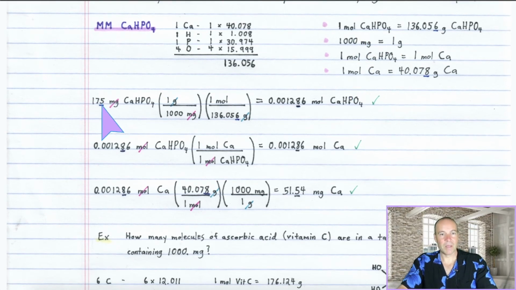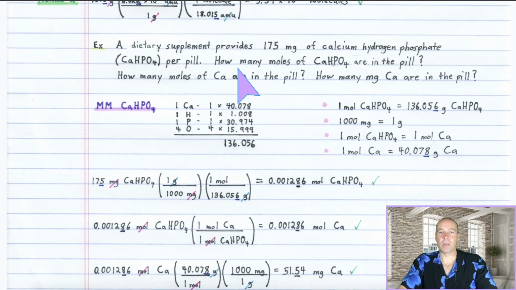And here's how you do it. Starting with 175 milligrams of CaHPO4, you go from milligrams to grams, and then you go from grams to moles. You see the units canceling, and you're left with moles of the substance. And doing the calculation, you get 0.001286 moles. It'll round to 0.00129 because we're starting with the 3 sig fig number. And so that answers the first question. How many moles of the substance are in the pill?